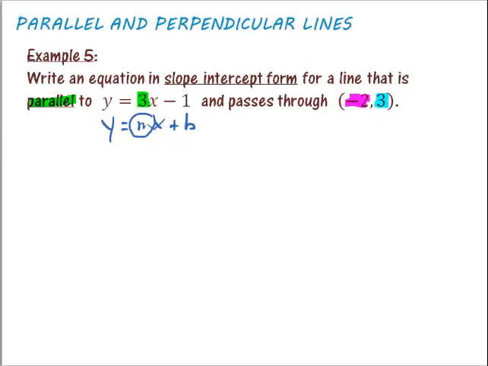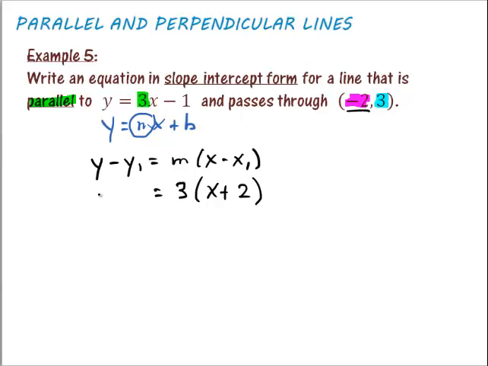So let's go ahead and write the equation. So I have y minus y1 equals m times x minus x1. So I'll plug in the 3 for my m, and then I have x minus, and I'll plug in that negative 2 for my x1, so it's going to make this x plus 2. And over here I'll go y minus, and I'll plug in that 3 for my y.